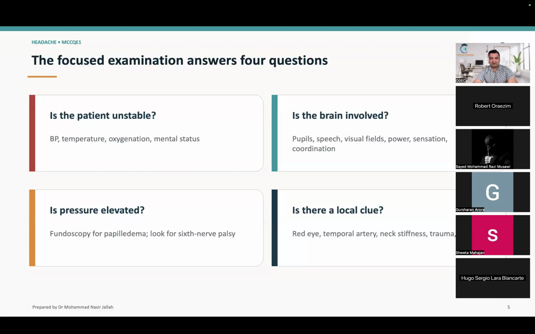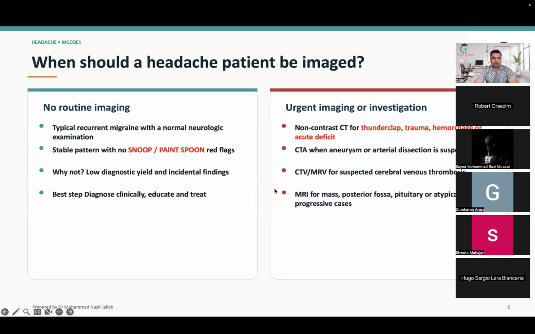Or you can just see it in the physical examination. Third: is the pressure elevated? Fundoscopy for papilledema. Look for sixth cranial nerve palsy. Fourth: is there a local clue? Red eye, temporal artery, neck stiffness, trauma, or TMJ, temporomandibular joint. When should a headache patient be imaged?